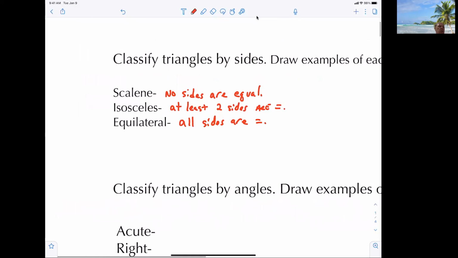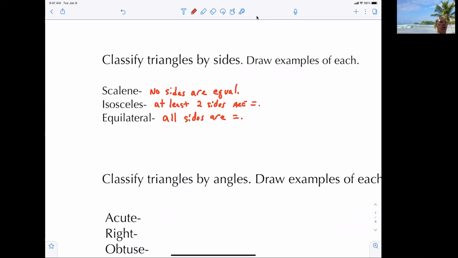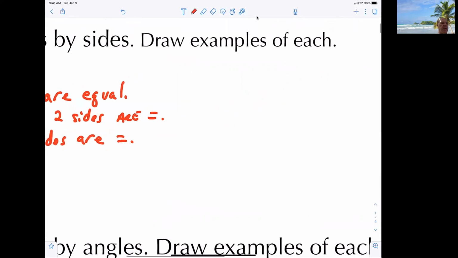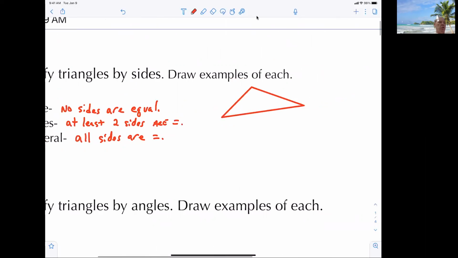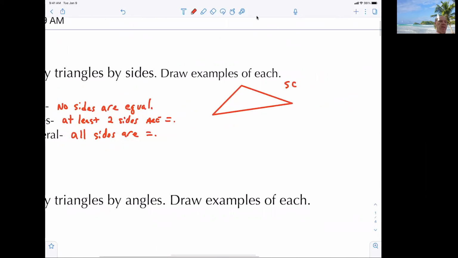Now you're charged with drawing a scalene triangle. Everybody's got to draw a scalene. I don't care how you draw it. Now, how do I know that's scalene? Because I didn't mark any of the sides equal. So when you draw it, I want you to write scalene.